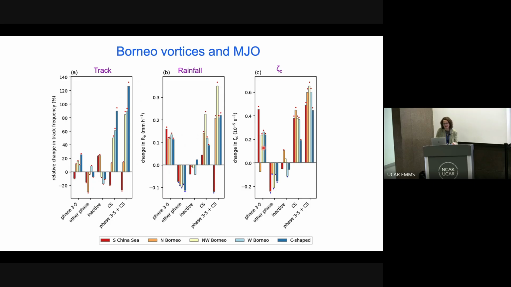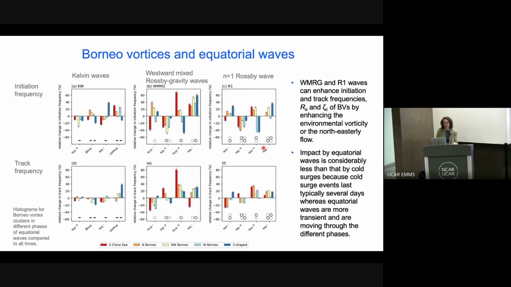Then we've done the same for the equatorial waves. So now you see the initiation frequency at the top row, track frequency at the bottom row, and then we look at Kelvin waves, westward moving mixed Rossby gravity waves, and the n=1 Rossby wave. And you have a little cartoon at the bottom of each plot to make it easier to see in which type of wave phase we are in.